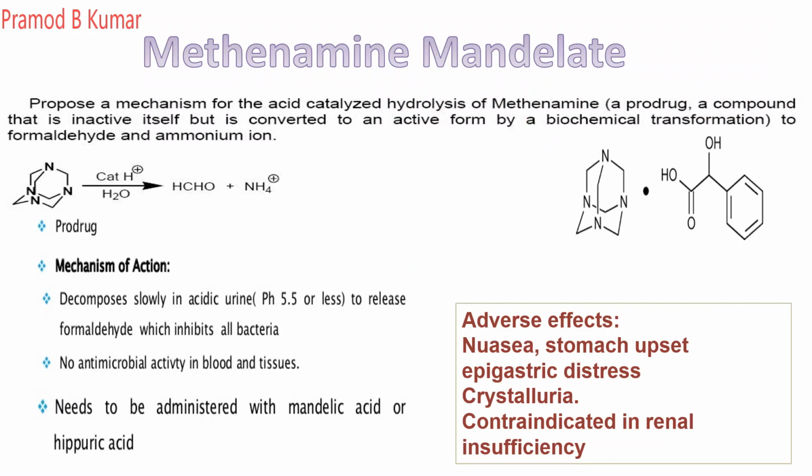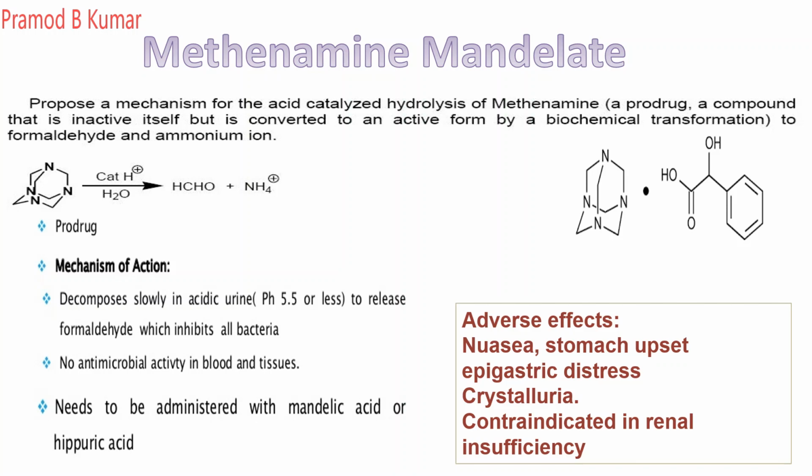And the last drug is methenamine. So this is a complex drug. This is nothing but a combination of ammonia, that is a nitrogen, and formaldehyde. When they come together, they form methenamine. It is nothing but a combination of your nitrogen, that is amino group, and your aldehyde. They come together to form your methenamine.